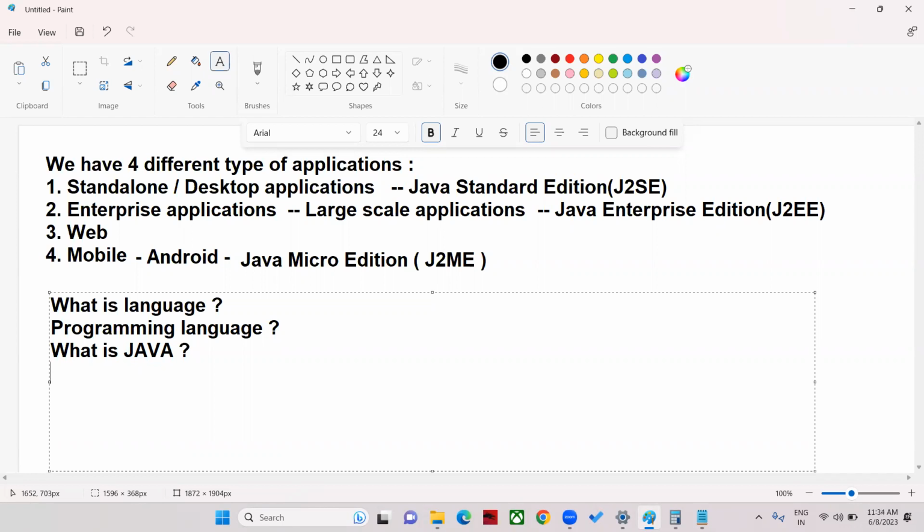Now, generally, if you consider any textbook, it will demonstrate it like this. Or any person who learned Java can straight away say this: Java is an object-oriented programming language.